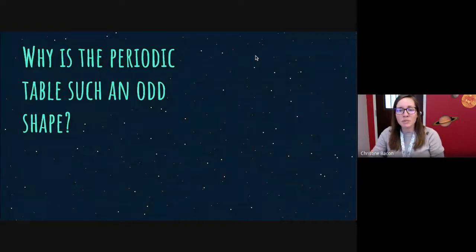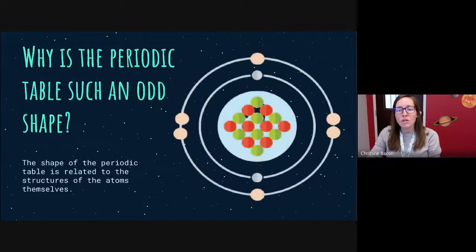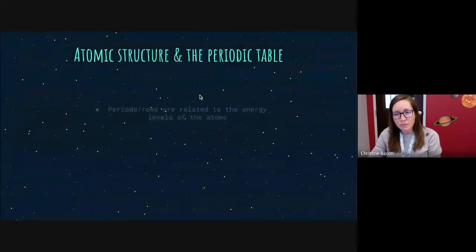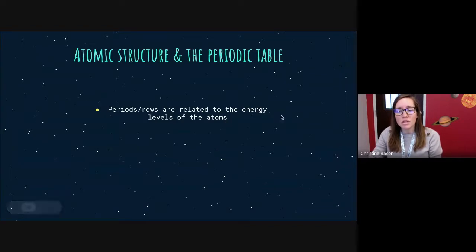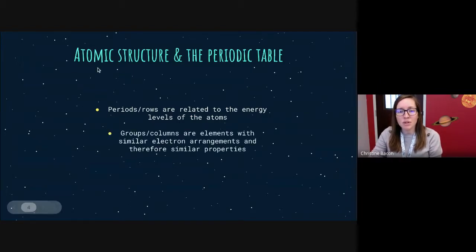First of all, why is the periodic table such an odd shape? Well, it's based off of how many protons and electrons are in an atom, okay? So it's related to the structure of the atoms themselves. We've already covered that every horizontal row in the periodic table has a different number of energy levels or electron rings. Okay, we also know if we organize the periodic table vertically, if we look at the vertical columns, each of those columns has a different number of valence electrons, and those are the electrons that exist in that outermost energy level, okay?